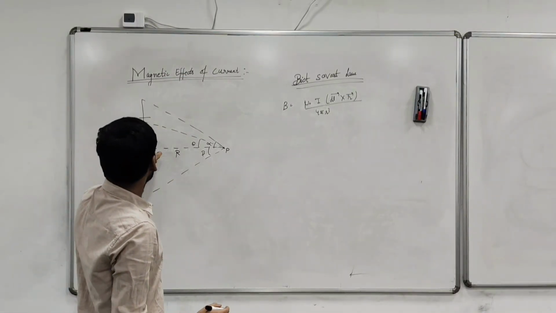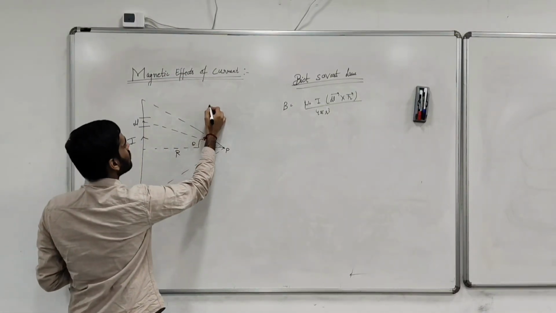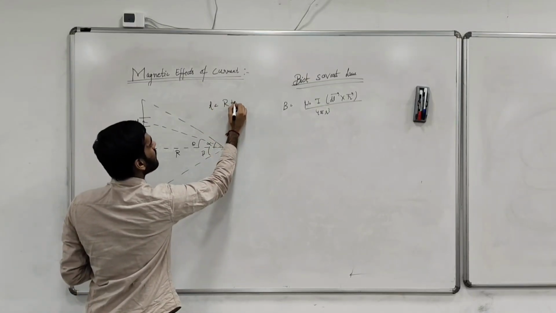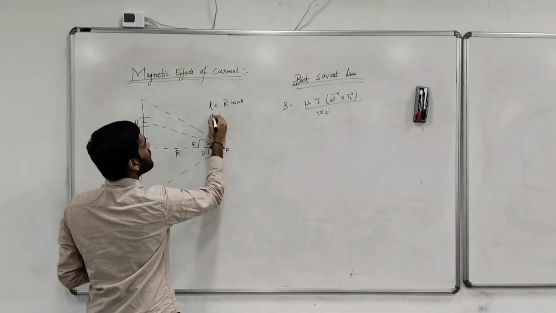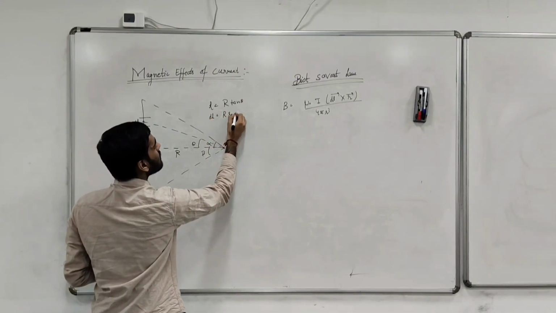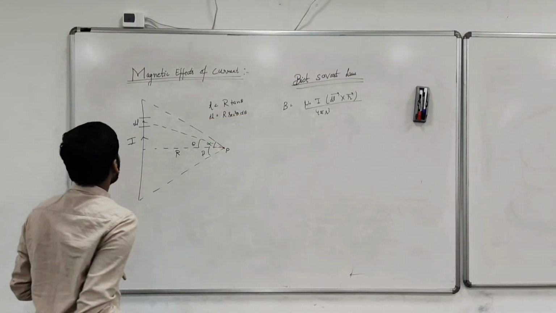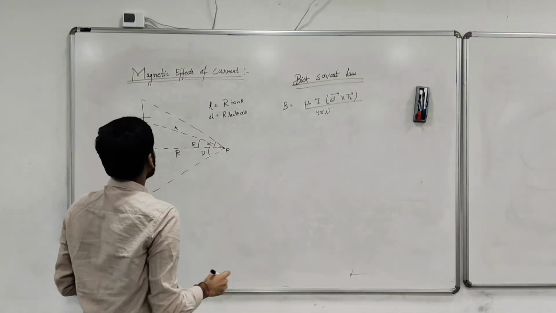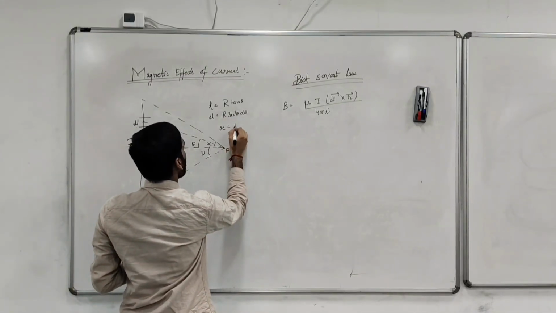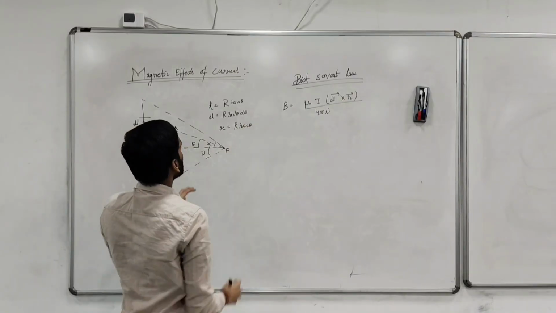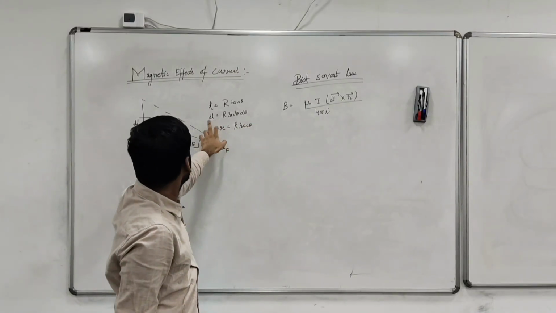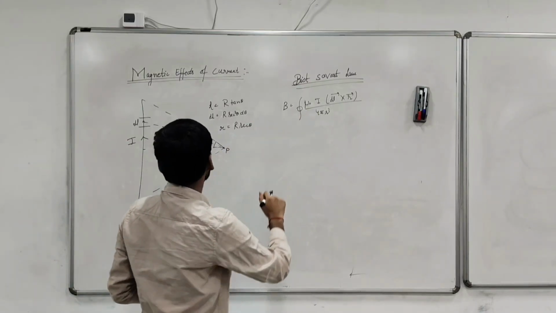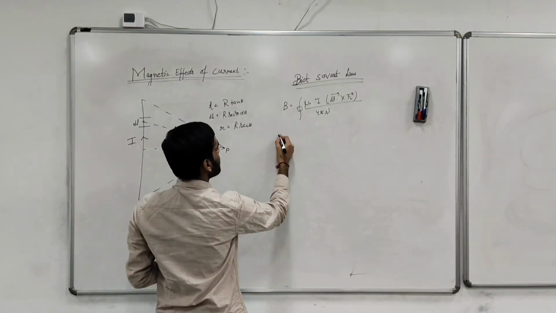So L is equal to r tan theta, so dl turns out to be r sec square theta d theta. Similarly, this distance is equal to r sec theta. Simply, we know r, we know dl, current I is flowing through it, and we want to just find the magnetic field B. Just do the simple mathematics.